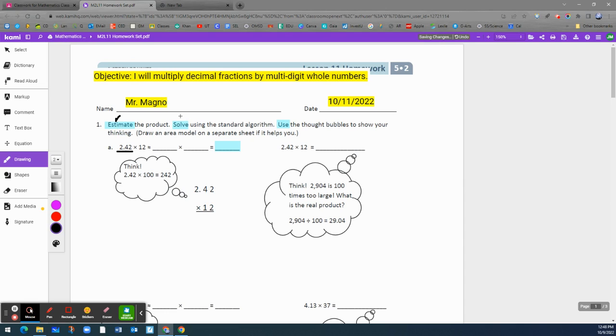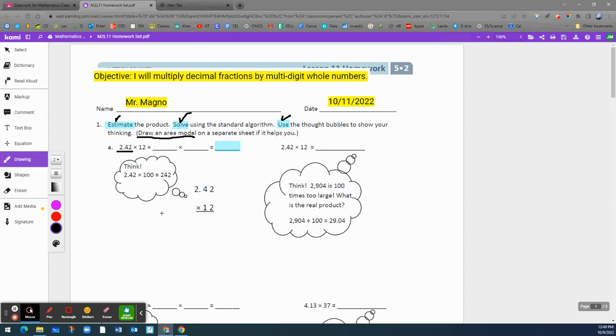Estimate the product, that's the first command. Second command is solve using the standard algorithm. And the third command is use the thought bubbles to show your thinking. And the optional part is draw an area model if you think it's necessary for you to get this problem correct. Now, this is what happens here.